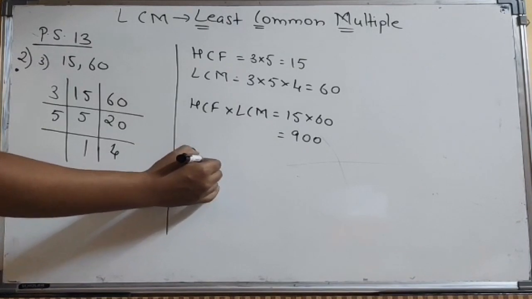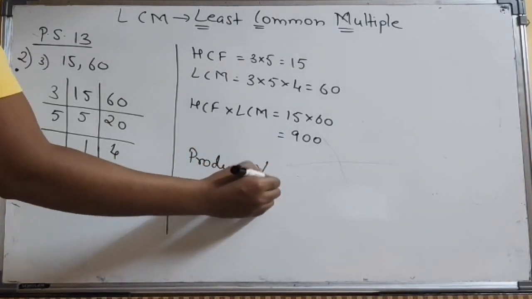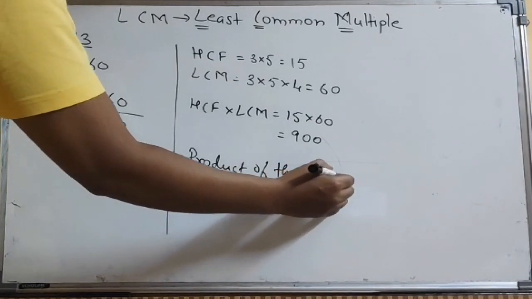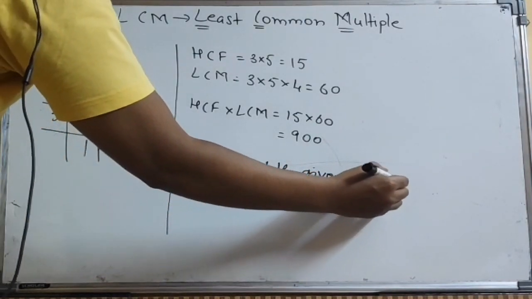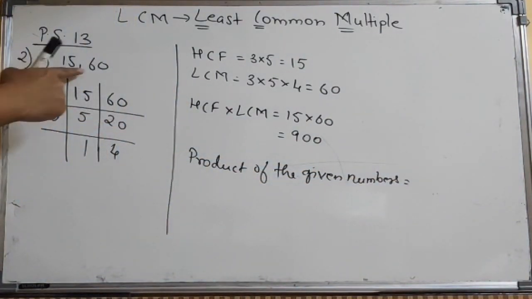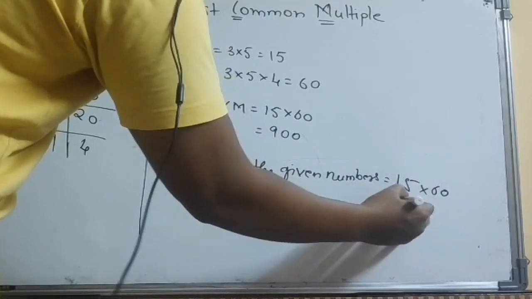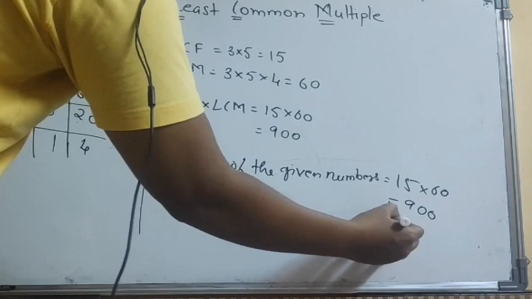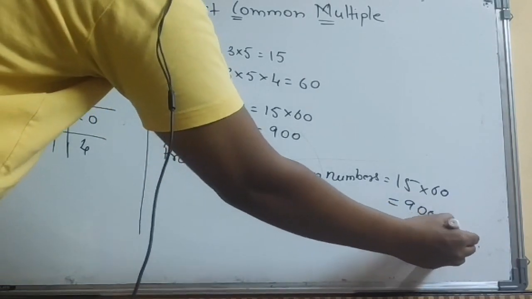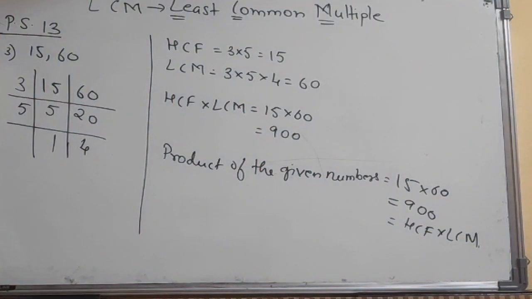And the product of the two numbers. What is the product of the given numbers 15 and 60? It is 900. So this is equal to HCF into LCM. So students, you can notice that the product of the given numbers is equal to the product of HCF and LCM. Now students, I hope you will be able to solve your practice set number 13. So the assignment is to solve practice set number 13.